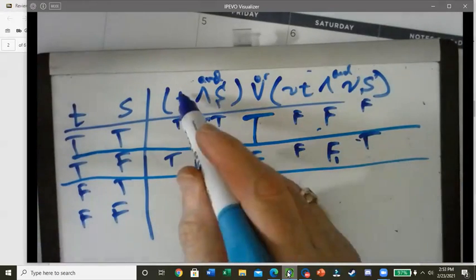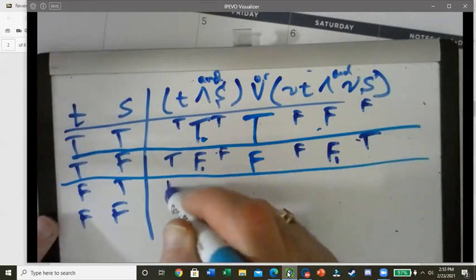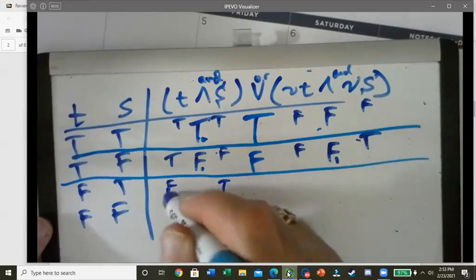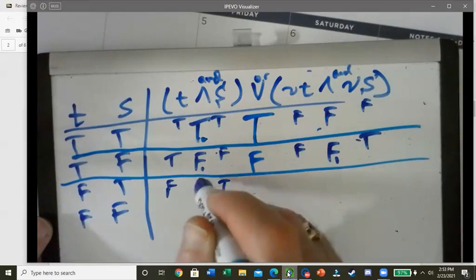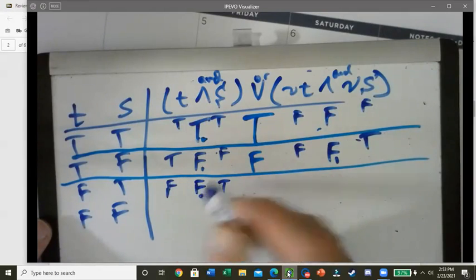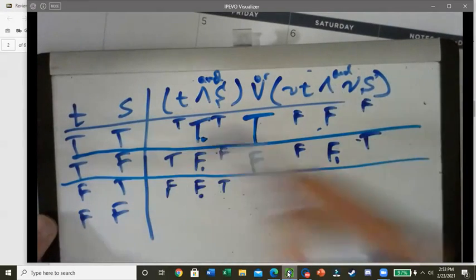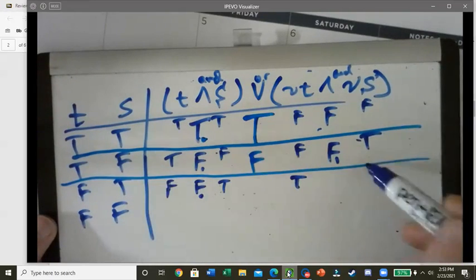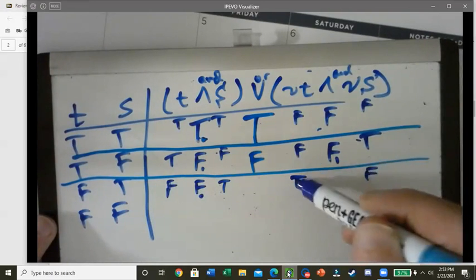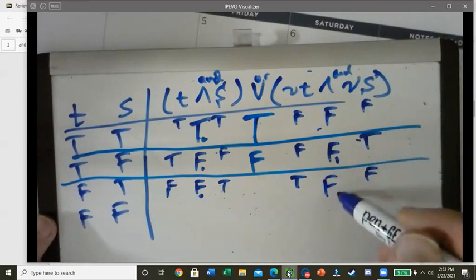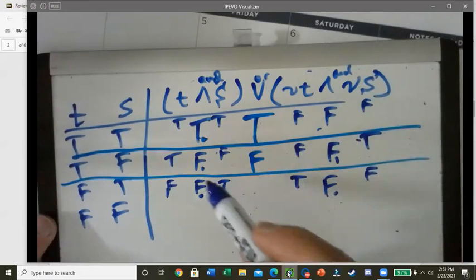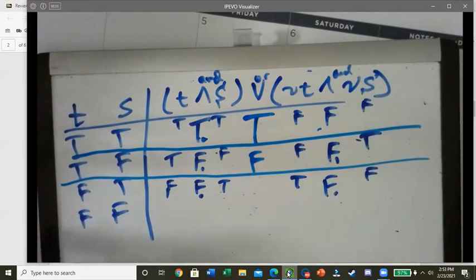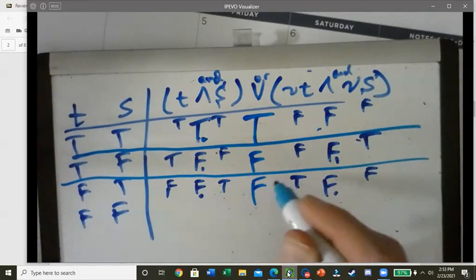Okay, the next one, T is false, S is true, so false and true, they both have to be true, so this is false. So since T is false, not T is true. And since S is true, not S is false. So true and false, that's false, because they both have to be true in order to be true. So now here we have false or false. That is going to be false.